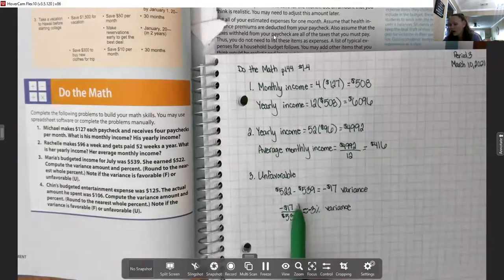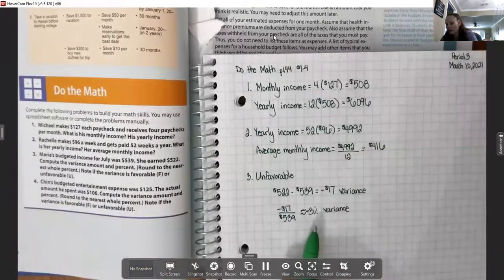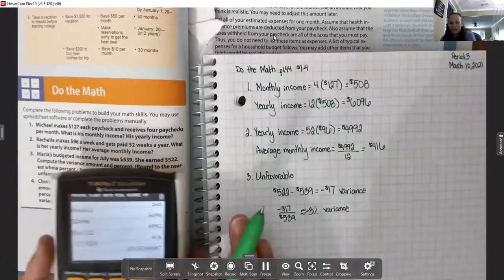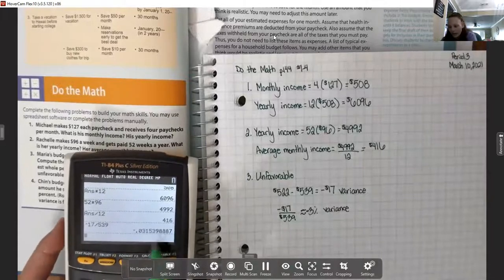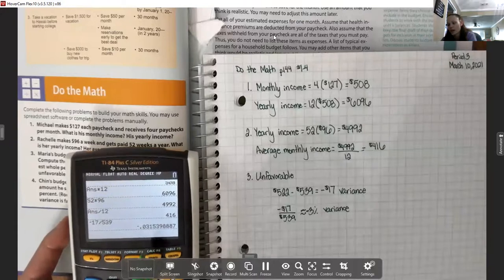So then you take the dollar variance divided by the budgeted amount. The book here says round to the nearest whole percent. So I said this was about negative 3%. Again, move the decimal 2 places and you get a 3.1, which makes you round to just 3.